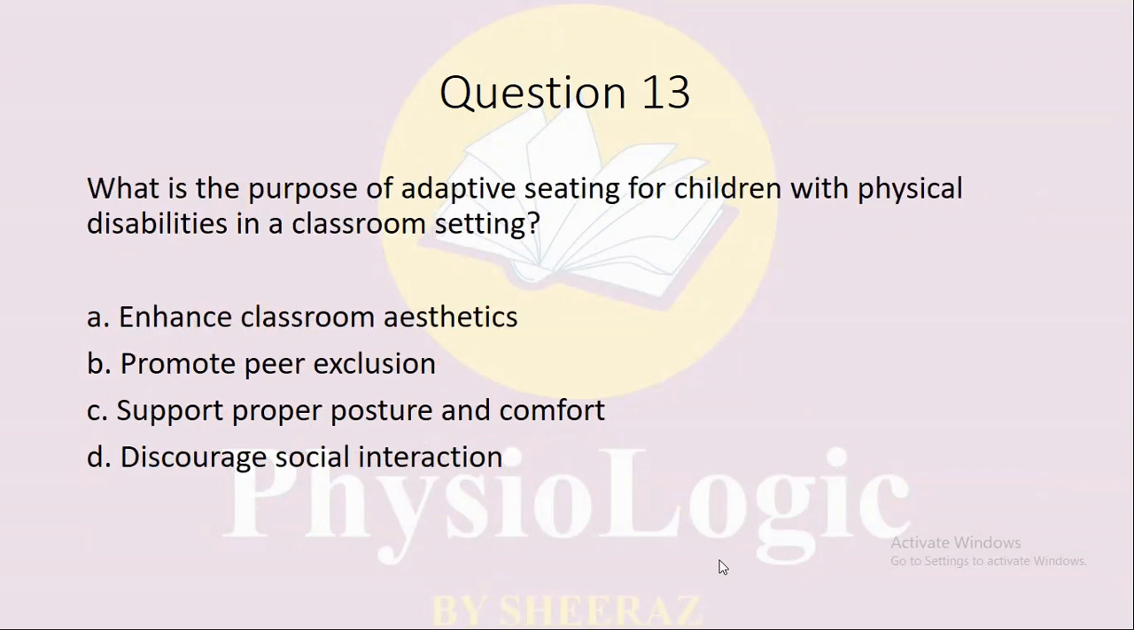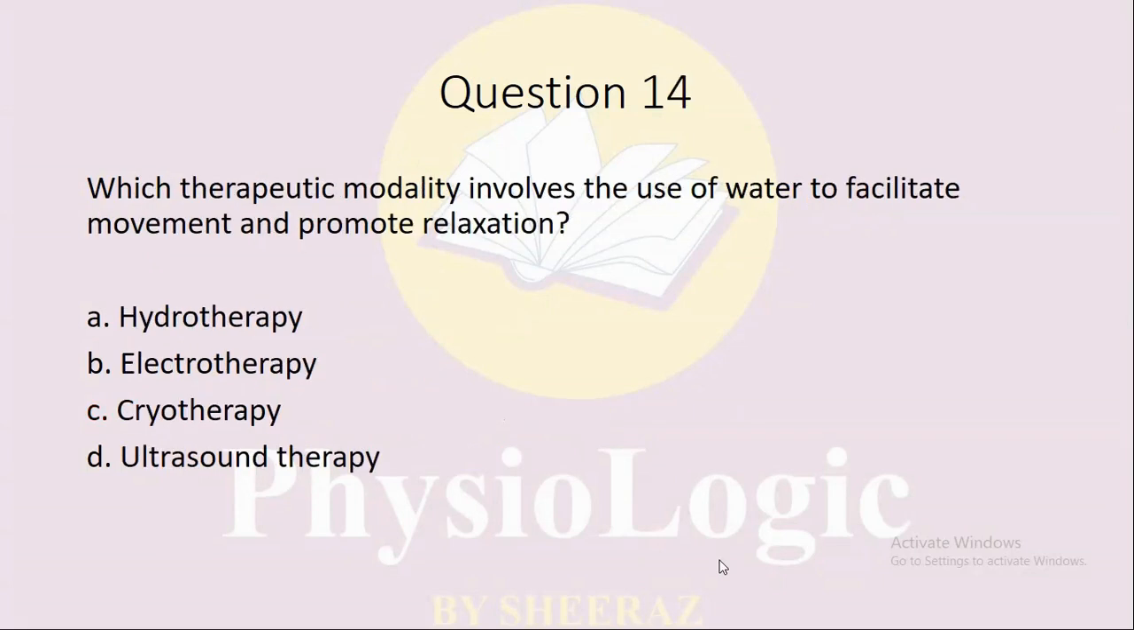Question number 13. What is the purpose of adaptive seating for children with physical disabilities in a classroom setting? Option A, enhance classroom aesthetics. Option B, promote peer exclusion. Option C, support proper posture and comfort. And option D, discourage social interaction. And the correct option is option C, support proper posture and comfort. So in special education settings, the adaptive seating supports proper posture and comfort of the students.